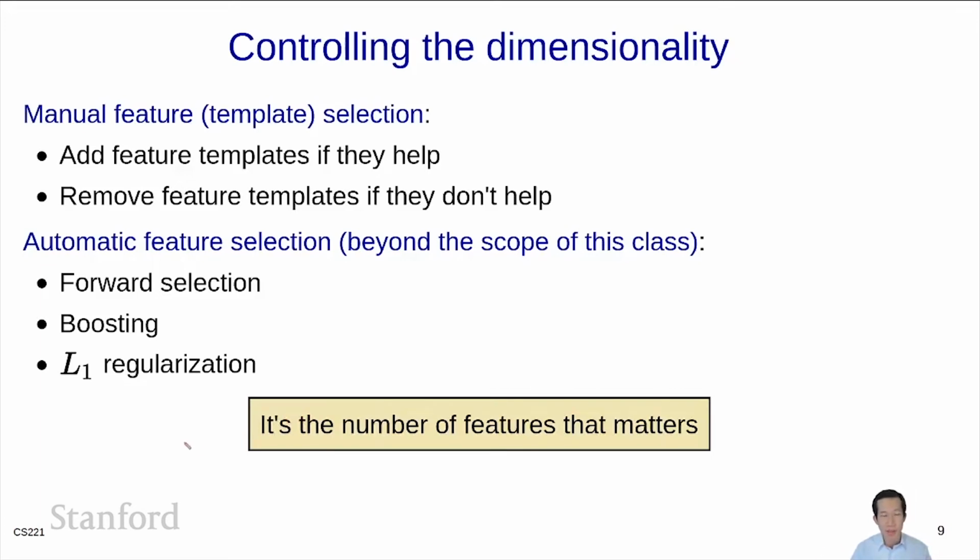controlling the dimensionality. Dimensionality is the number of features, and that's the key quantity that matters, not the number of feature templates, and also not the complexity of each individual feature. So imagine you write 1,000 lines to compute one feature. Well, it's still a very simple hypothesis class because it's just one feature insofar as generalization is concerned.